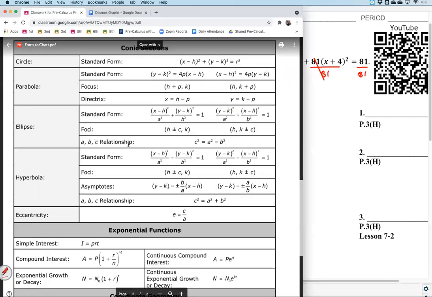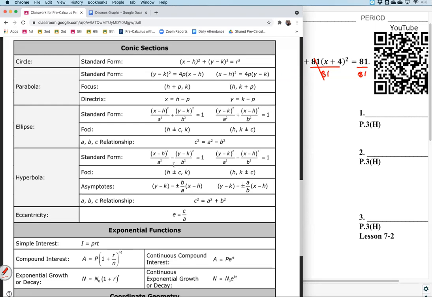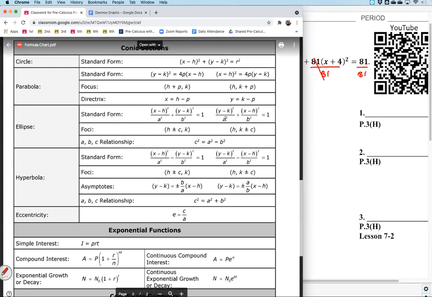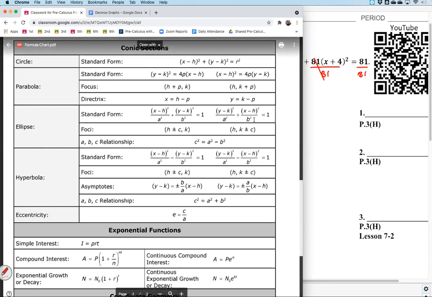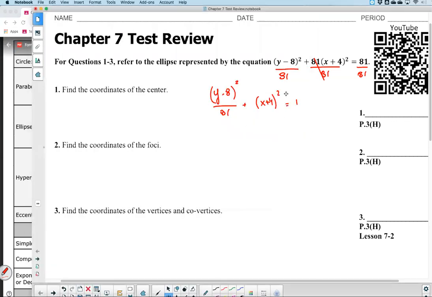All right, so what shape is this if the 2 quantities being squared are adding together to equal 1? Would it be an ellipse or would it be a hyperbola? It's an ellipse. Specifically, it's a vertical one because the number underneath the y squared is 81, which is longer than 1 for b squared. So it's going to be a vertical ellipse.